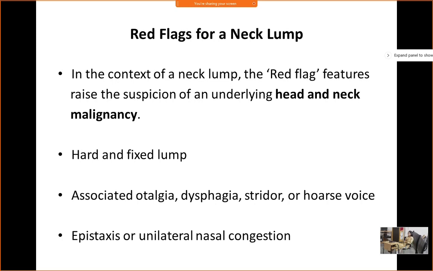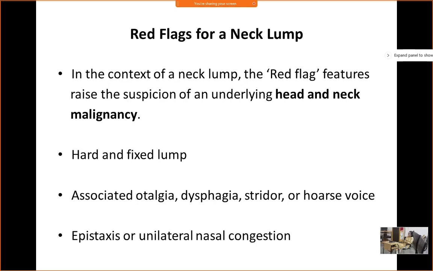Now I've been mentioning to you the red flag symptoms for a neck lump. So these are the red flags for a neck lump. These features raise the suspicion of an underlying head and neck malignancy. So if any of the following signs is present, it will raise a suspicion that there is an underlying head and neck malignancy. So the number one red flag is that of a hard and fixed lump. A lump which is hard in consistency, and when you try to do the mobility test, it is fixed and not mobile in any axis or direction.